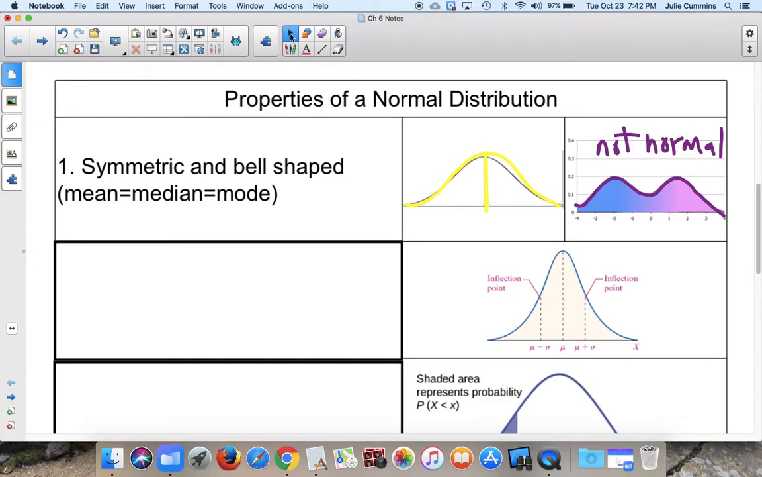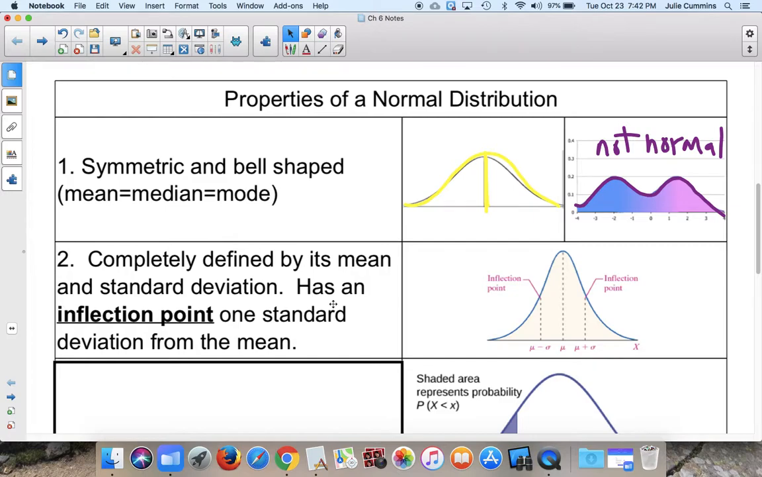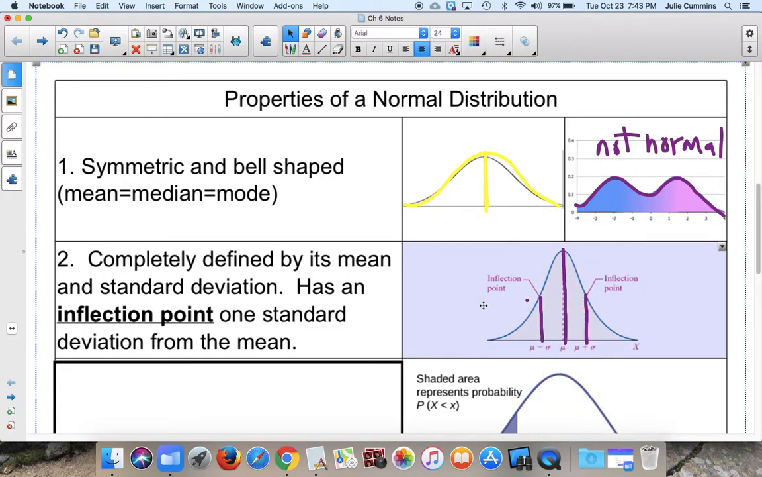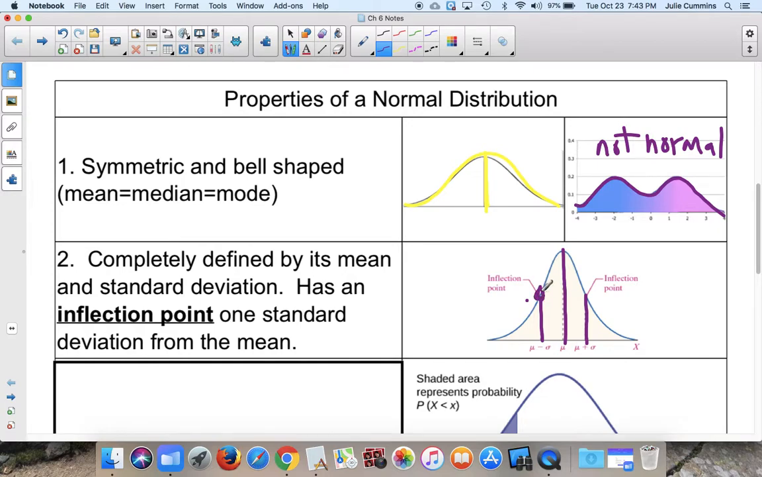The next property of a normal distribution is that it is completely defined by its mean and standard deviation. And that's what we just talked about, like with the empirical rule. Our mean is always here in the center, that's mu. 1 standard deviation above the mean and 1 standard deviation below the mean. So you've got mu plus sigma and mu minus sigma. We call these points inflection points, here and here. And that's the 1 standard deviation above and below the mean. Those of you who are in calculus, inflection points have a meaning graphically as well. We'll get into that later on.